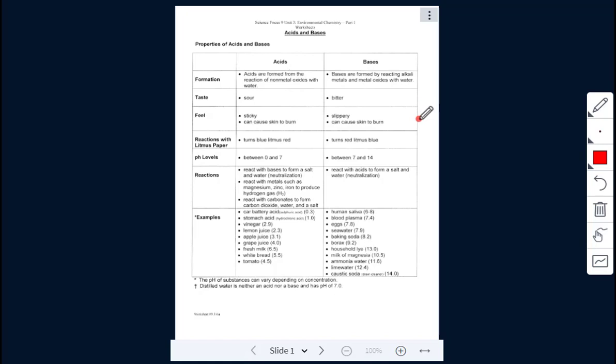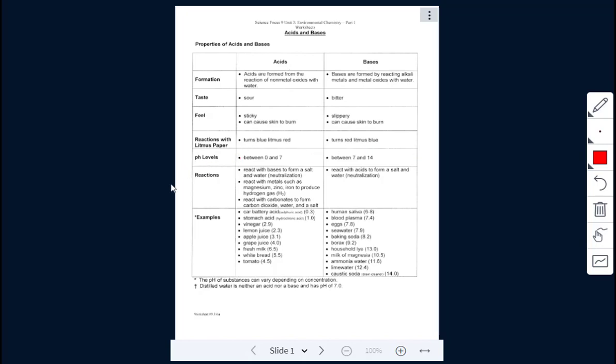The feel, again, you shouldn't be touching them either, but in general, acids are sticky. They can cause the skin to burn. Bases feel slippery, like soaps. They can also cause skin to burn. We looked at litmus paper reactions. In an acid, the blue litmus paper will turn red. In a base, the red litmus paper will turn blue. pH levels of an acid are between 0 and 7. For a base, it's between 7 and 14.